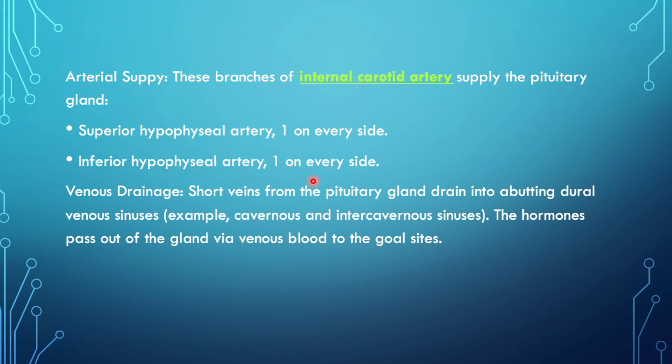The arterial supply is from the branches of the ICA. I have already shown it in multiple pictures. There are two superior hypophyseal arteries and two inferior hypophyseal arteries. Both arise from different segments of the ICA on either side. For the venous drainage, there are short veins from the pituitary gland that drain into the abutting dural venous sinuses. The hormones pass out of the gland via venous blood to the target sites. So this is a portal system.